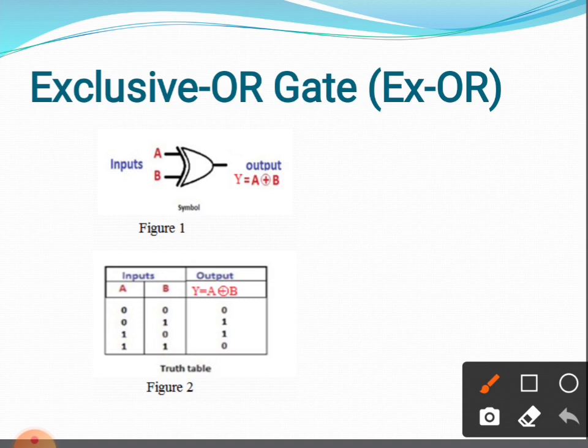Remember one thing in an XOR gate: the output of an XOR gate is low if and only if both the inputs are high or both the inputs are low. Look at this condition, both inputs are high, then output is low, and both inputs 1 1, then output is 0.